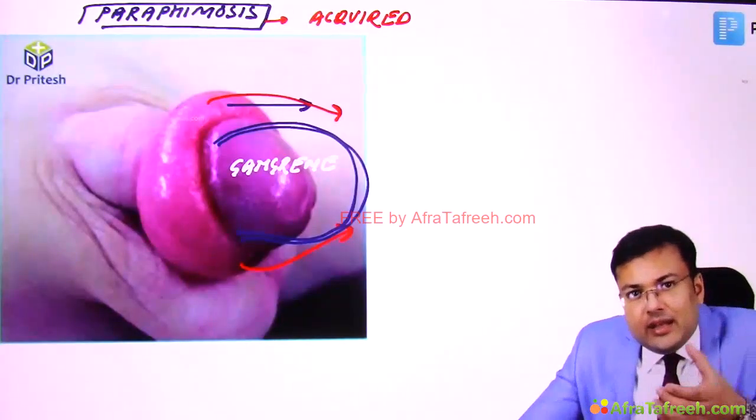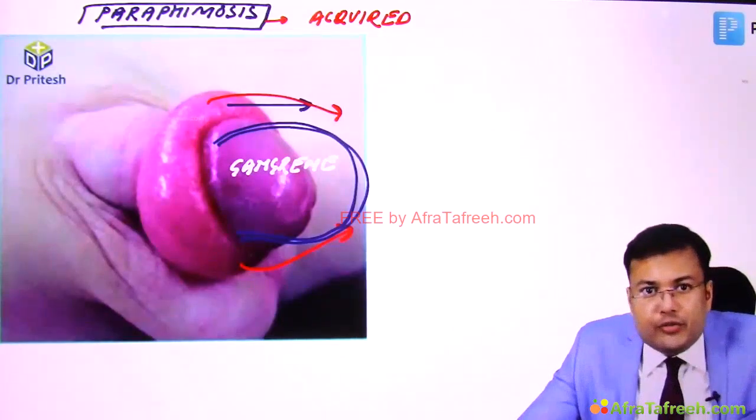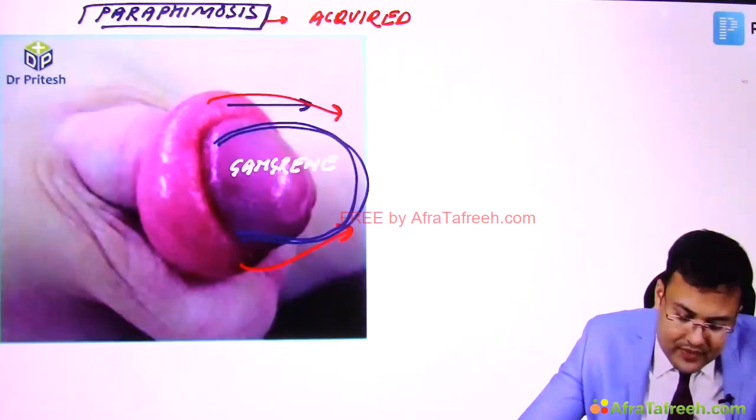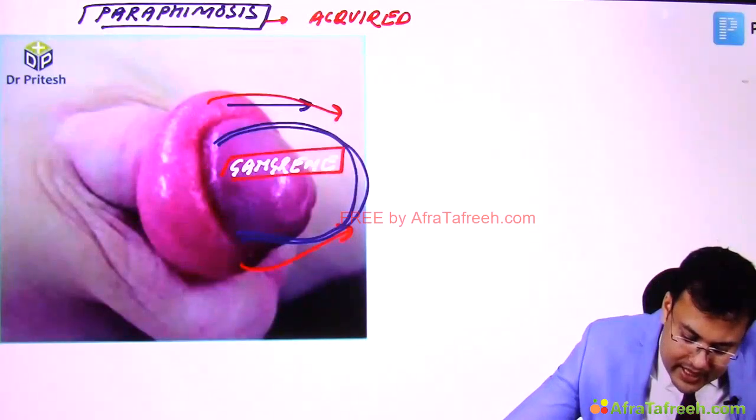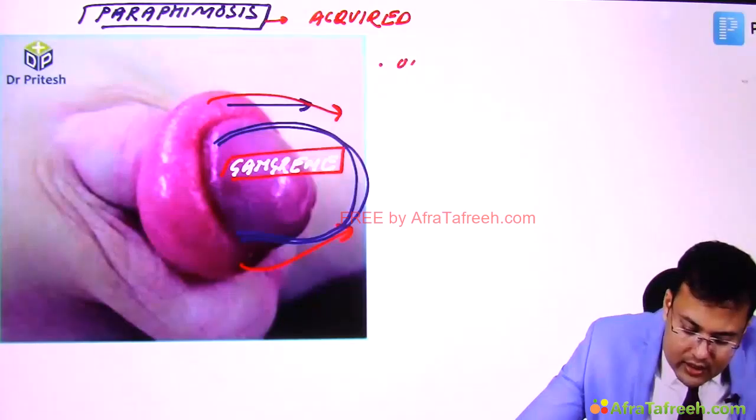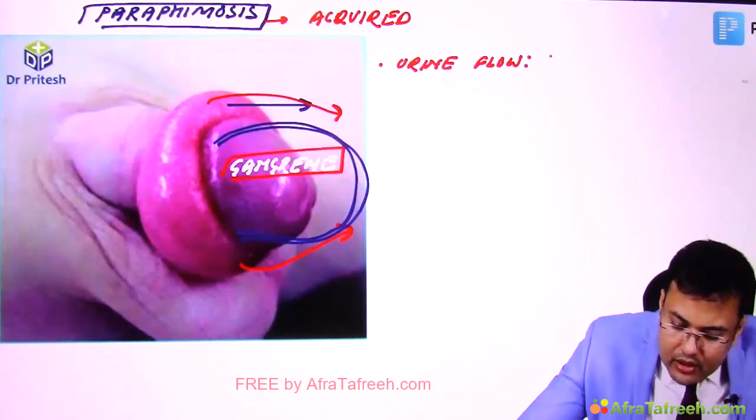But see, the ring is not so tight that it can obstruct the urine flow. So urine flow is not obstructed. Clear? In severe cases there might be gangrene of the glans, but the urine flow is not obstructed.